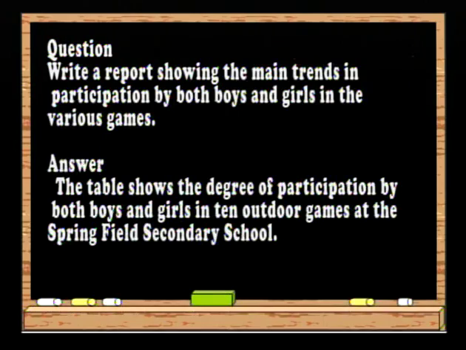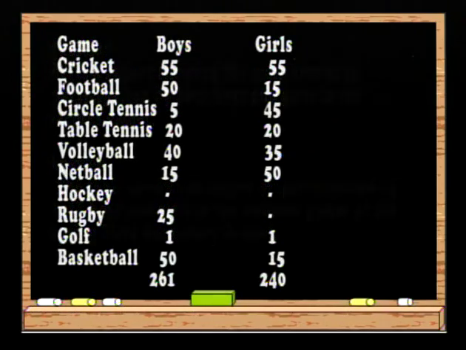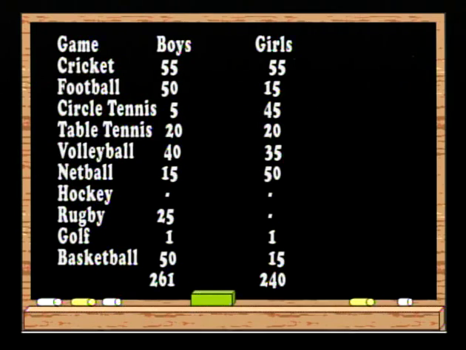The table shows the degree of participation by both boys and girls in 10 outdoor games at the Springfield Secondary School. The total number of boys who participated in outdoor games at Springfield Secondary School was slightly more than the girls. Boys also took part in more of the games than the girls did. There was no participation in hockey by either boys or girls. Girls also did not take part in rugby.